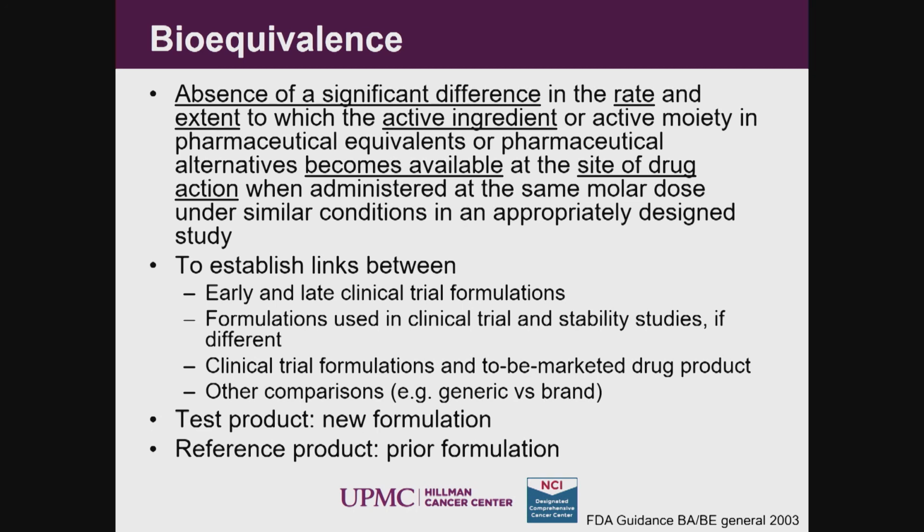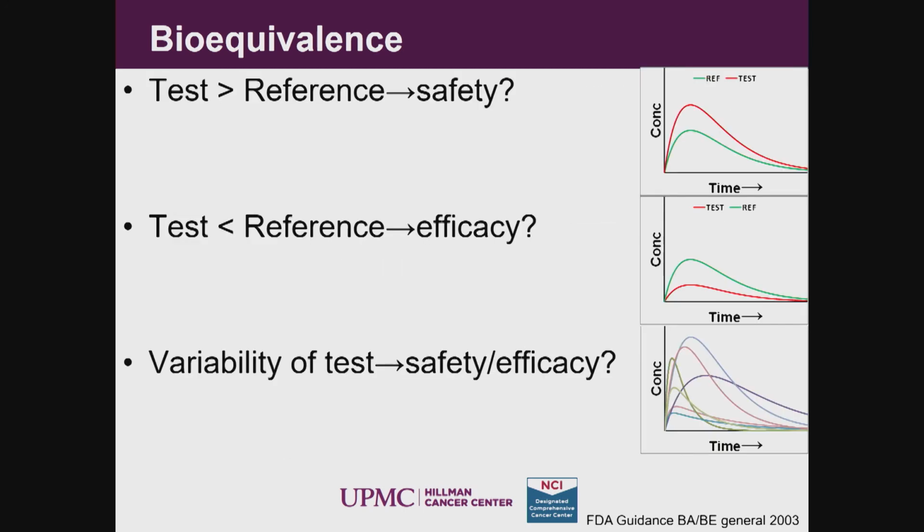The test product is always the new formulation, the reference product is the prior formulation from which you have more data. So these are the situations. The test formulation can have a higher exposure than the reference formulation, and then the FDA would be concerned, and the company would be concerned about safety. If it's the other way around, you would worry about compromising efficacy. And if there's variability of your test formulation, then you would worry about both.